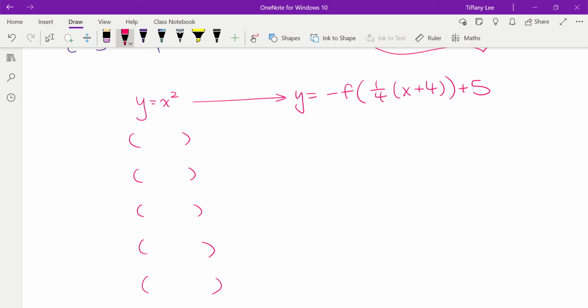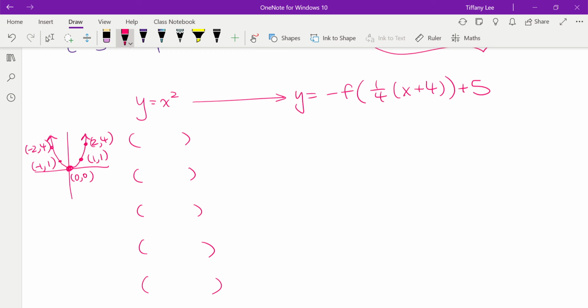And this is where you do need to remember what your parent function looks like. So here we have y equals x squared. That's your parabola, right? And it looks something like this. Excuse my drawing. And here we have 0, 0. We have 1 and 1, 2 and 4. Here, this is negative 1 and 1. This is negative 2 and 4.